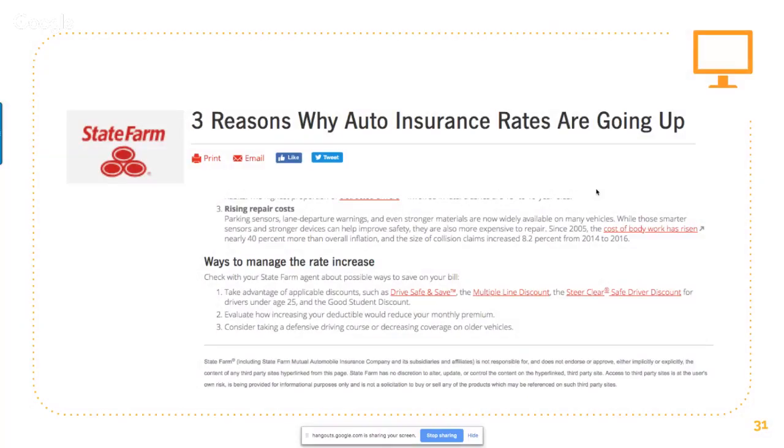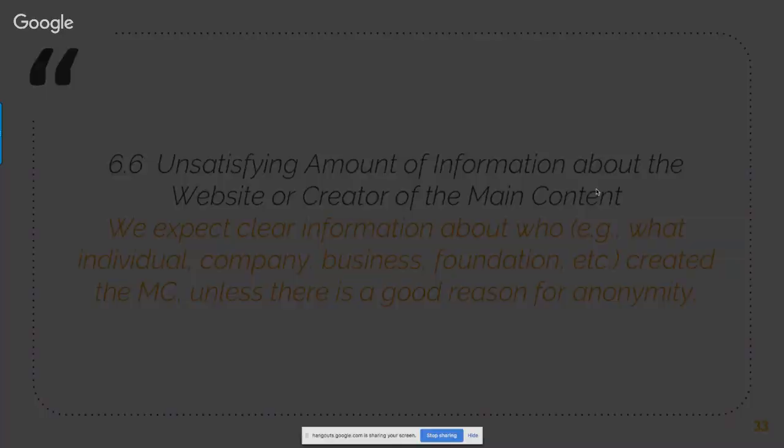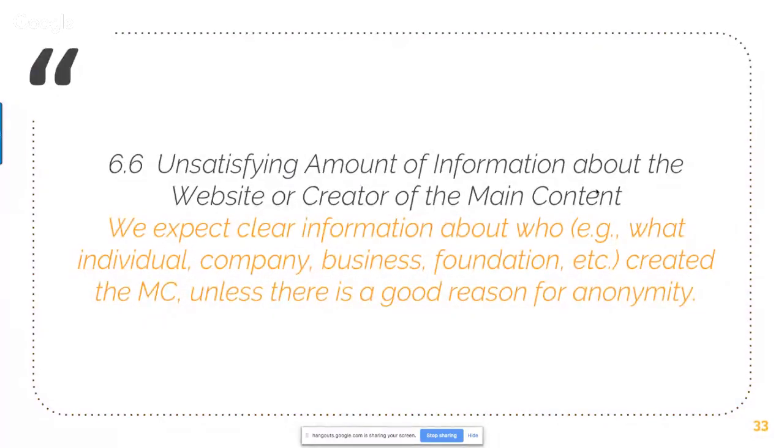If you go to State Farm, they don't have any authors on their documents, but they obviously have EAT. They're known. As soon as I said that, you know that they're an insurance company. What about IBM? IBM does not have any author information that we could see on any of their posts. So here's what the guidelines say. They say that it is a sign of low quality if there's an unsatisfying amount of information about the creator of the content. They want to see clear information about who created this content.